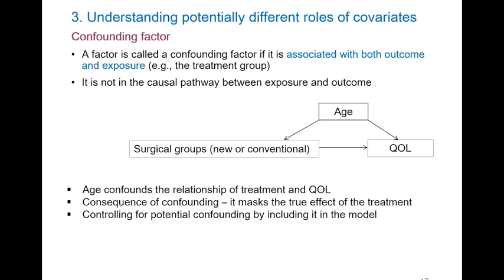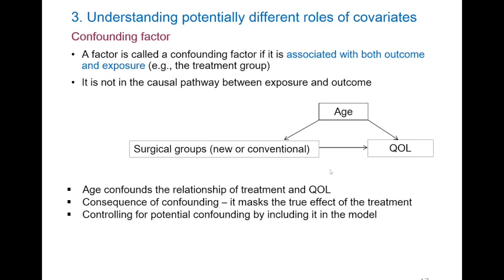Now, first of all, you must have heard of the confounding factor. So what is a confounding factor? A factor is called a confounding factor if it is associated with both outcome and exposure. Recall, the exposure means the primary predictor, and here our primary predictor is the treatment group. It is not in the causal pathway between exposure and outcome.